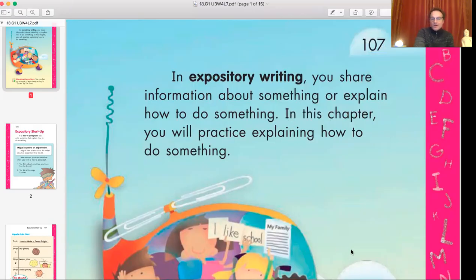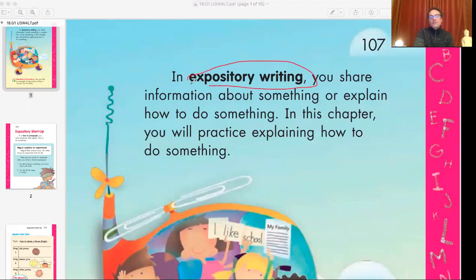There's something called expository writing. That's a long word, but you can see the second half is just the word writing, and that means to take a pencil and to write like this. Writing. Expository writing is to explain how to do something, to expound. I suppose it comes from that word, or to expose, to show how to do something.